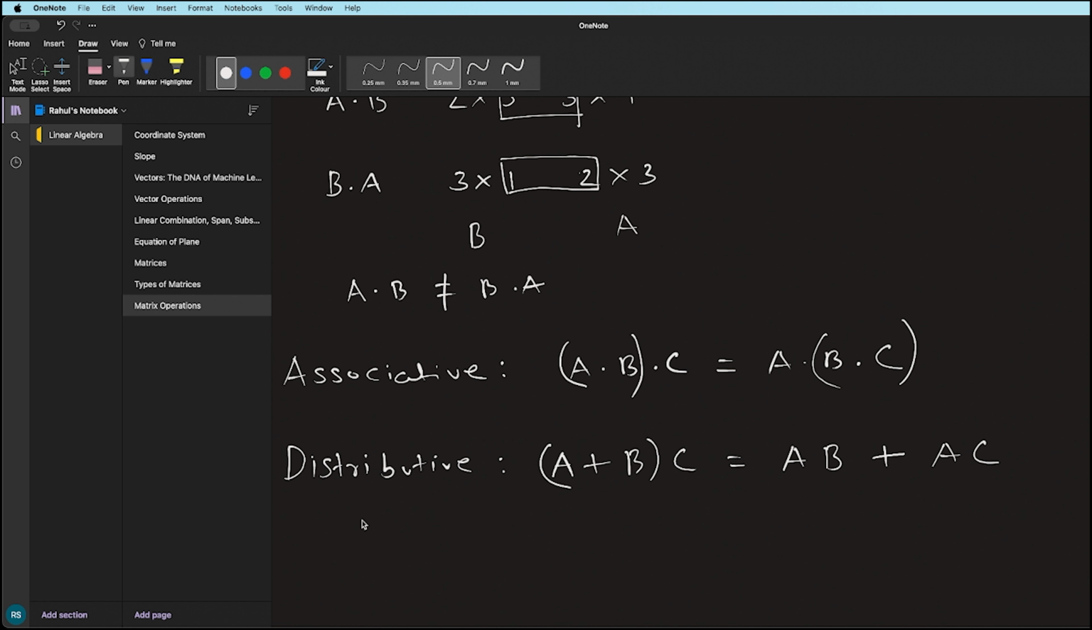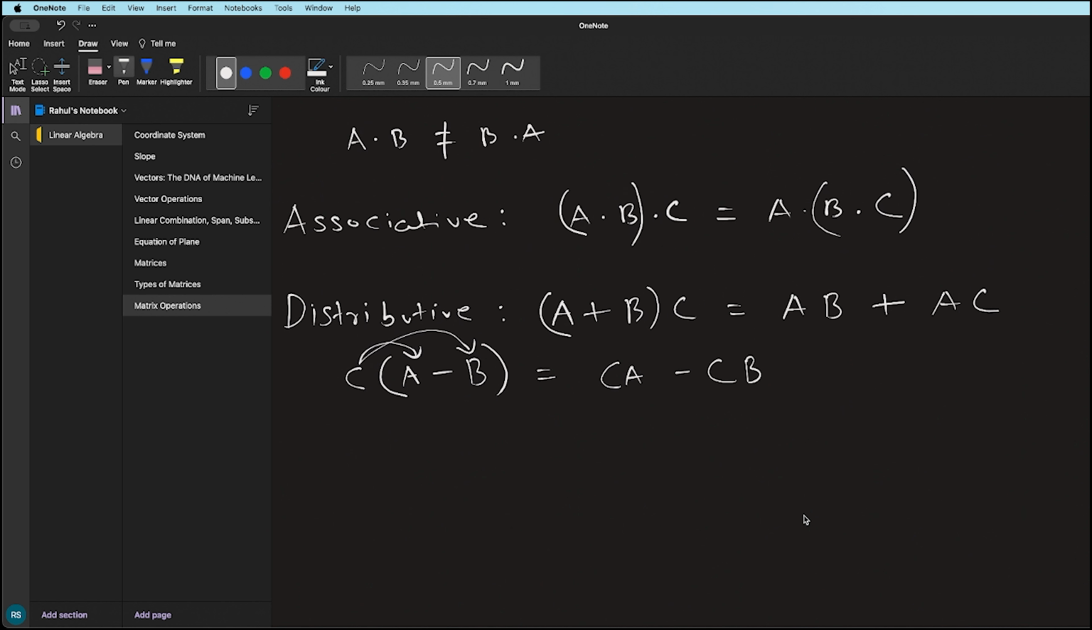Similarly, if I write C times (A minus B) in the parenthesis, which is nothing but equal to CA minus CB. So here the order matters. C will be multiplied with A and C will be multiplied with B. So it will be CA minus CB.